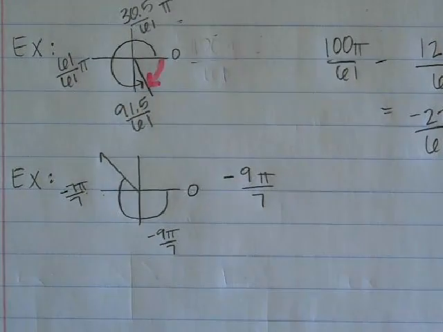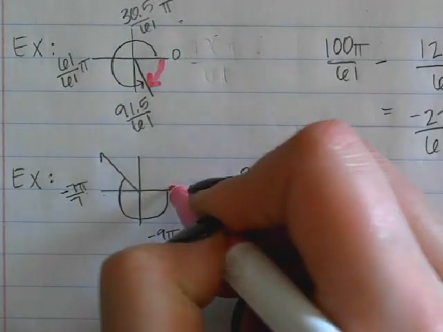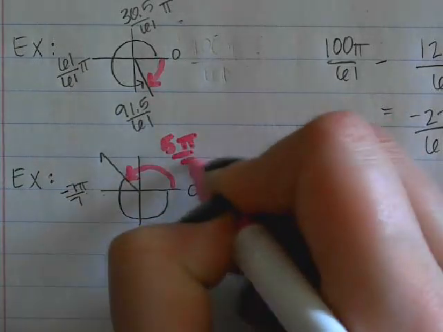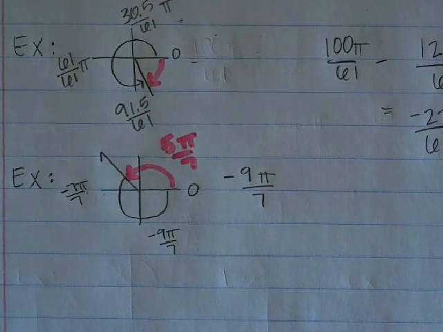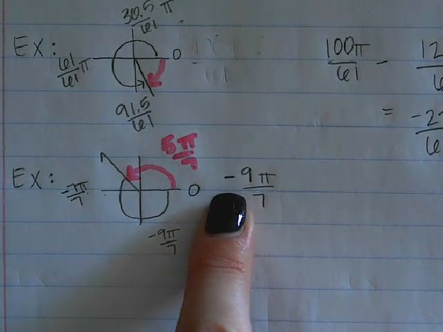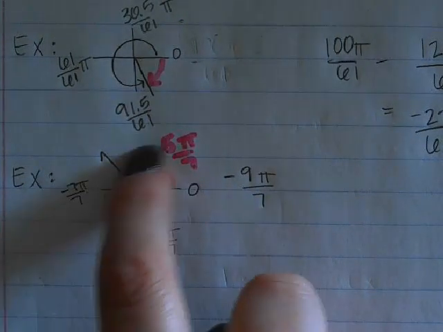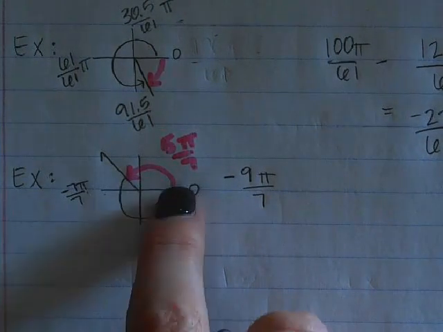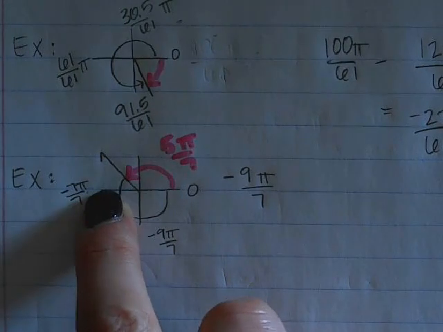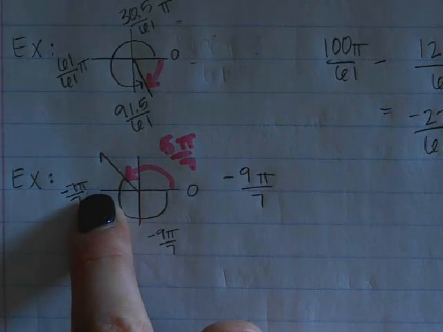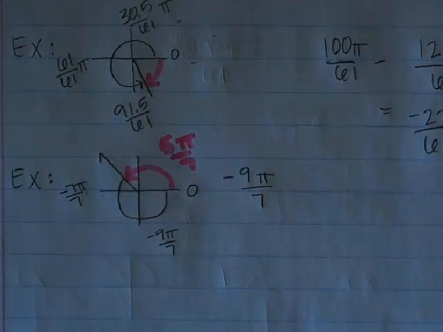What would the positive coterminal angle be? 5 sevenths. So why is it not 7 sevenths? Because it's negative, we're going backwards. So positive 7 sevenths would be if we went this way. But we went backwards, so it's negative 7 sevenths. Kind of like if you were in degrees, you'd go backwards and say negative 180. Okay, so negative 7 sevenths.